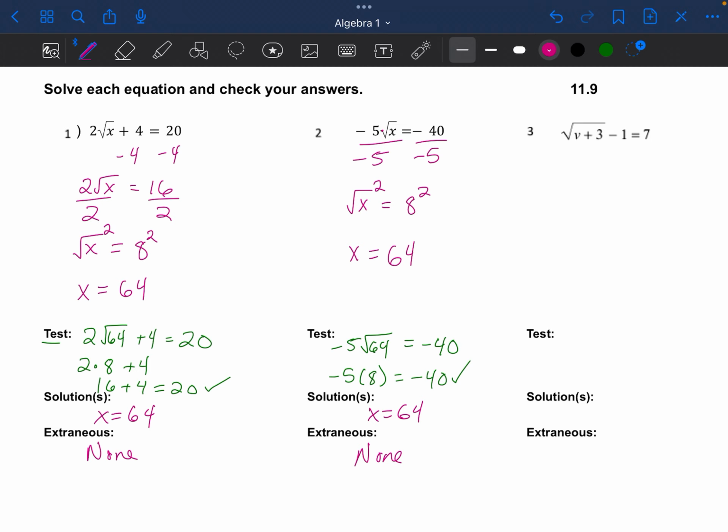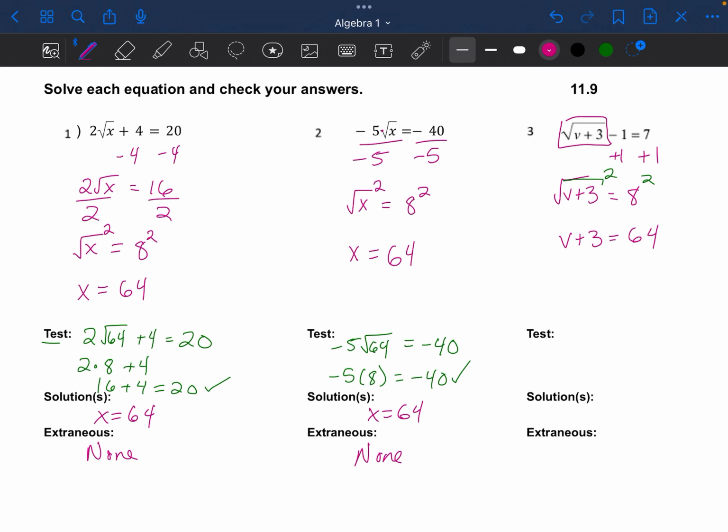On to the next. We've got to get the square root by itself before we can square both sides, so making sure we add 1. Then I have square root of v plus 3 equals 8. Now we can square both sides, right? This 3, it's all locked in there. So square this, square this. I'm left with v plus 3 equals 64.